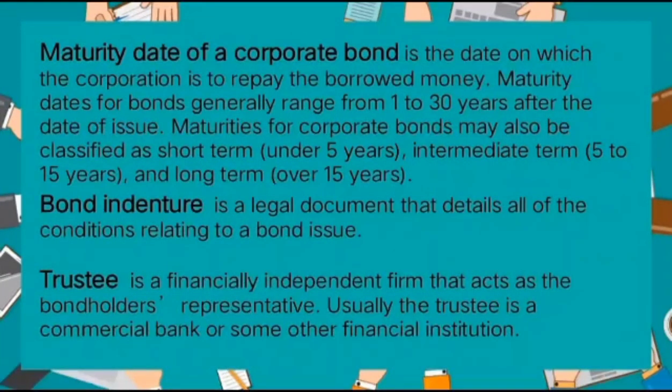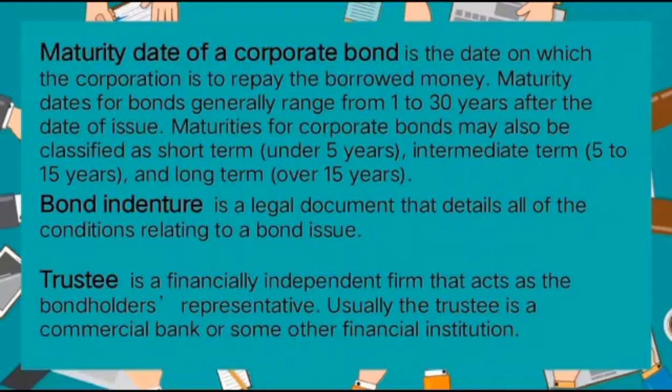Maturity date of a corporate bond is the date on which the corporation is to repay the borrowed money. And also, the maturity date of a corporate bond is the date on which it expires and all invested amounts will be refunded to the bondholders. So for the maturity date of a corporate bond, short term is under 5 years, intermediate term is 5 to 15 years, and long term is over 15 years.